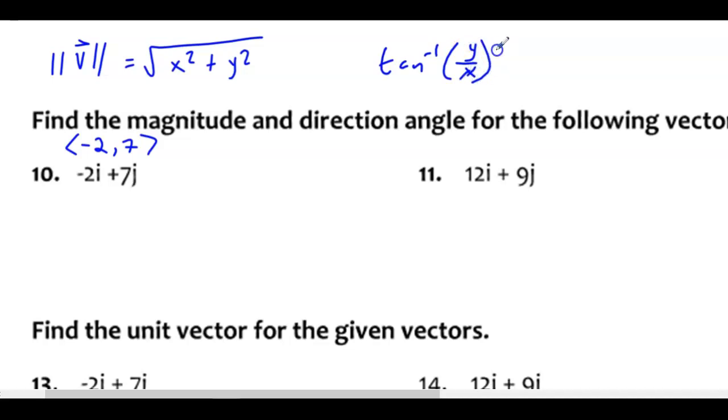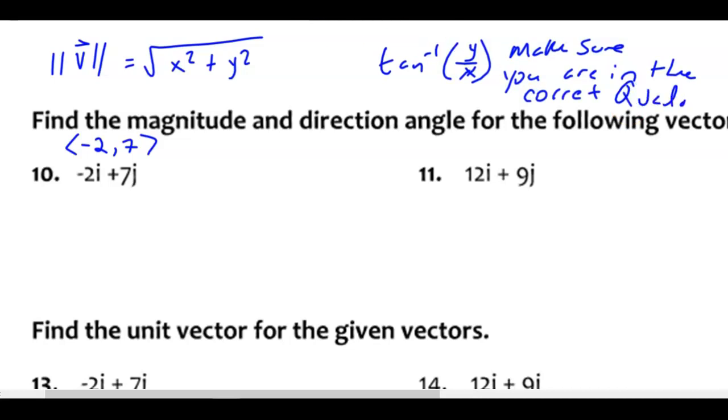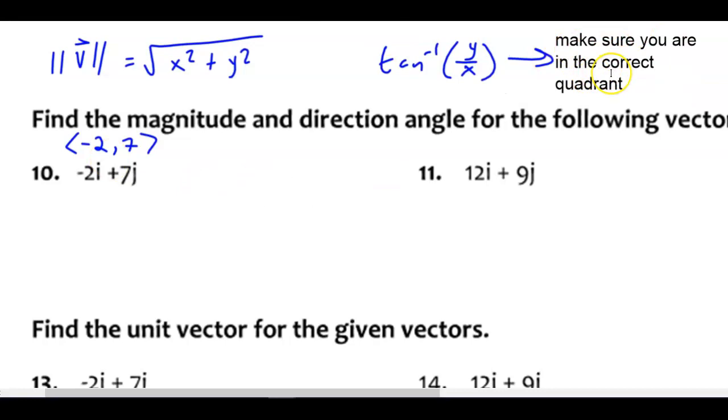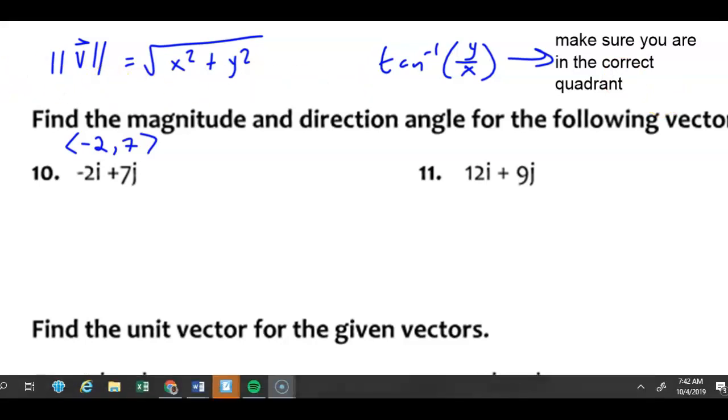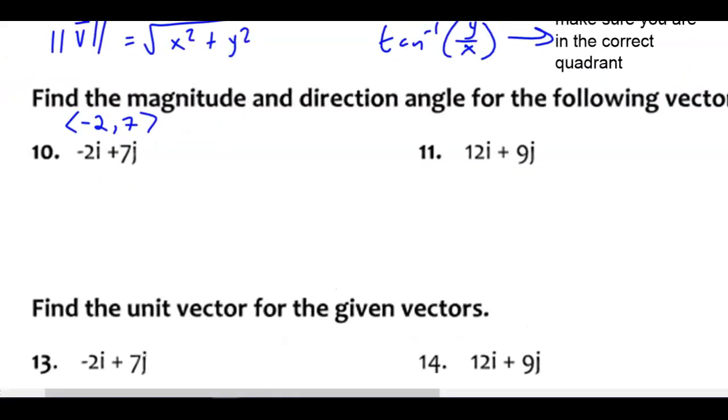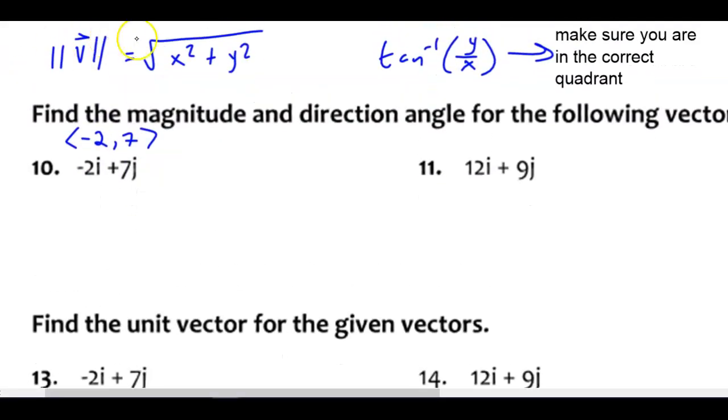Now, the rule here is make sure you are in the correct quadrants. You know what? Here, give me a second. All right, there we go. Type it. It's better. I write real sloppy, so there we go. Now, after that, we need to make sure we're in the correct quadrant. How do we do that? Well, first of all, let's find the magnitude.